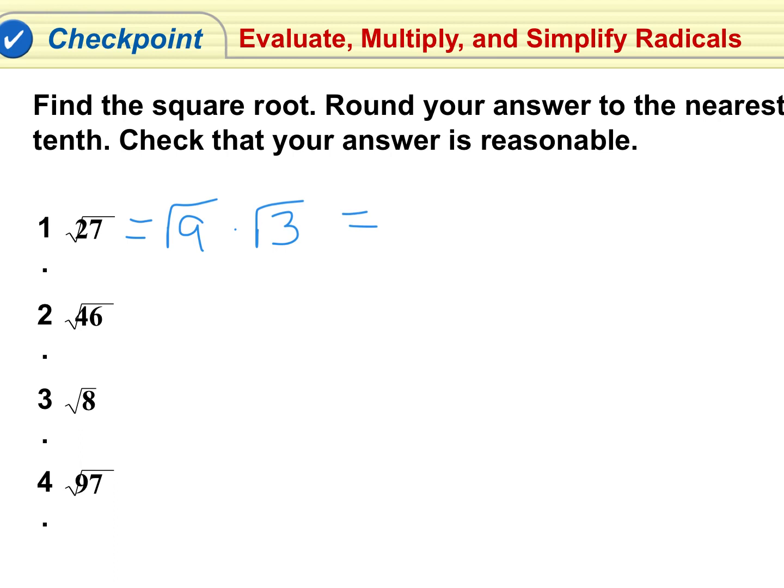What's the last step? Solve. Square root of 9? 3. Square root of 3. Remember, you're always going to have a perfect square, and then what's left over. Okay?